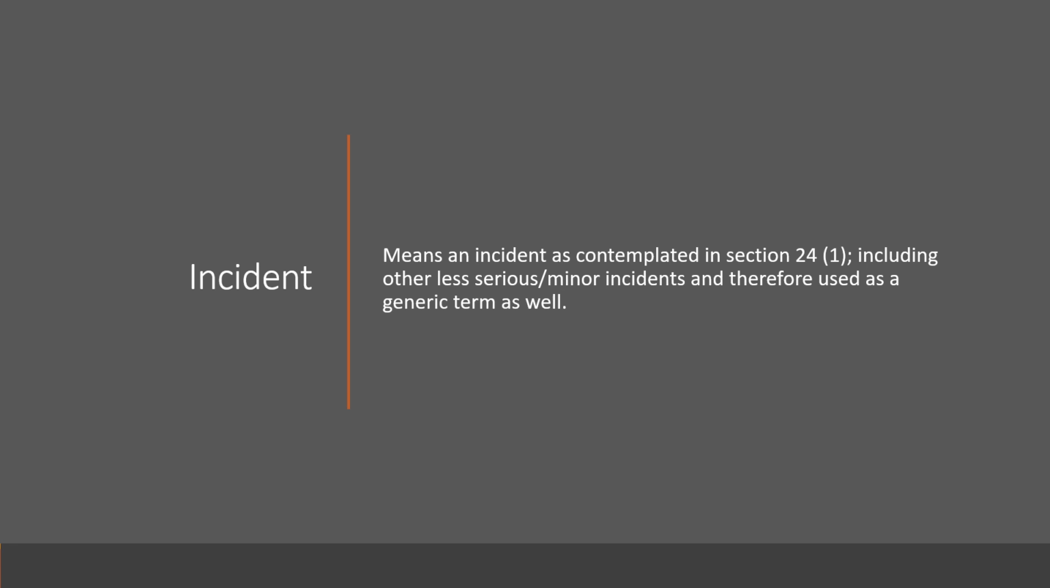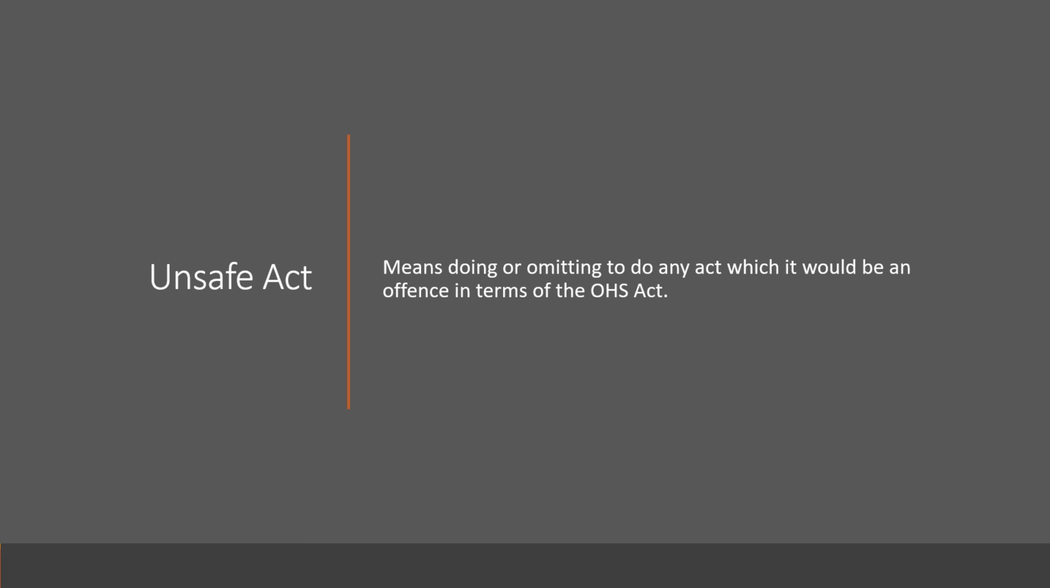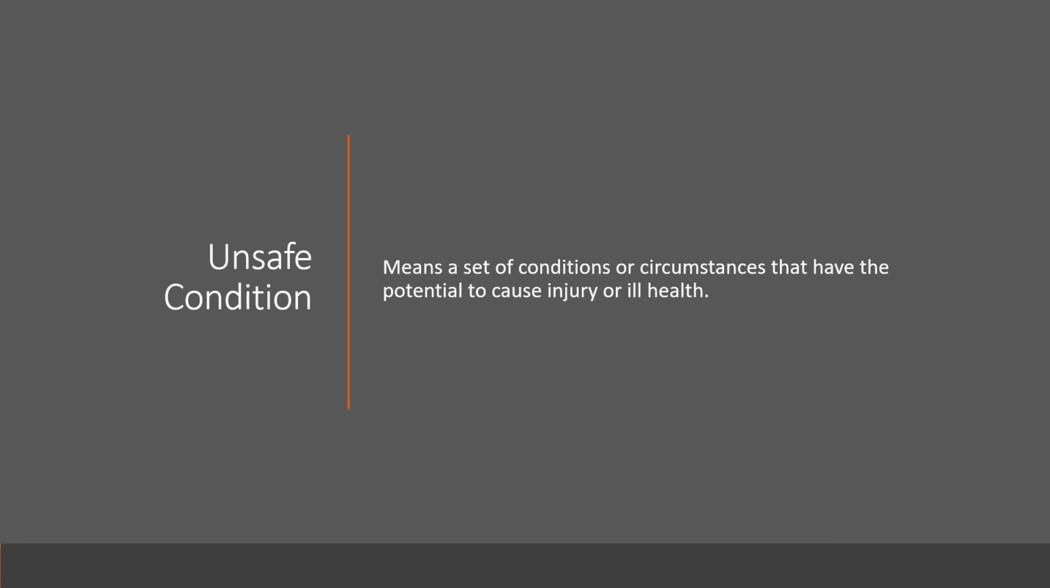With a reference to section 24 in this definition, we are referring to the Occupational Health and Safety Act, section 24. A near miss means an incident that had the potential to cause injury, ill health, or property damage, but did not. An unsafe act means doing or omitting to do any act which it would be an offense in terms of the Occupational Health and Safety Act. An unsafe condition means a set of conditions or circumstances that have the potential to cause injury or ill health.